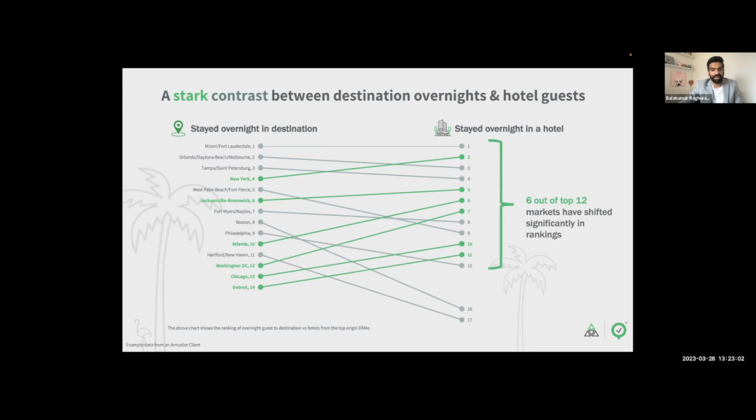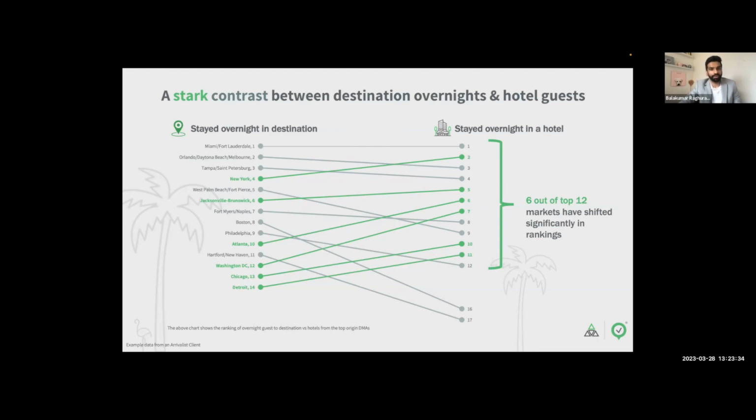Top six have shifted in ranks in terms of who's staying in a destination versus hotels. Of course, you're seeing more people coming in from Florida in the destination, but if you're looking purely at people staying in a hotel, there's ample opportunities for us to go in and target these out-of-state markets. And this resulted in an action. This gave our client the ammunition to go to a board meeting and present this and take action, right?